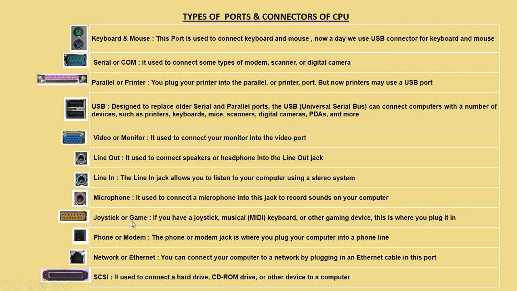And for your microphone, connect a microphone into this jack to record sound on the computer. Then the joystick or game port, and this port is for using gaming devices. Okay, so if you attach gaming devices to your system, then you have to attach them to this port. Then your phone or modem port, that is called the RJ11 port. Okay, where the phone and modem jack is installed. Then this one is your RJ45 connector, that is called the network or Ethernet port, to connect the computer to a network by plugging the Ethernet cable into this port.